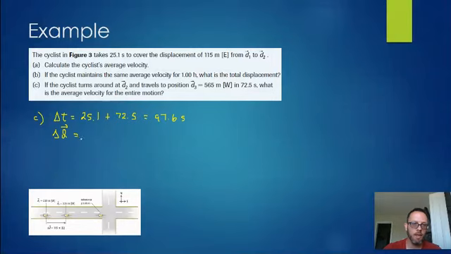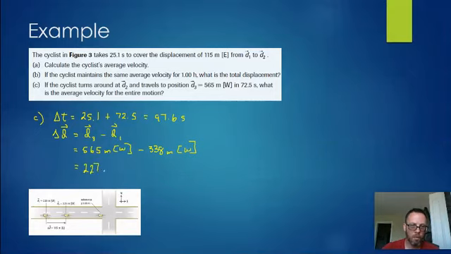What's our delta D? So let's use our skills from earlier. So our delta D, so our final position here is D3. Our initial position for the entire motion is D1. D3 is 565 meters west. D1 was 338 meters west. And those are the same units. We have no problem subtracting them. 227 meters west. It makes sense because they're finishing more west than where they began.